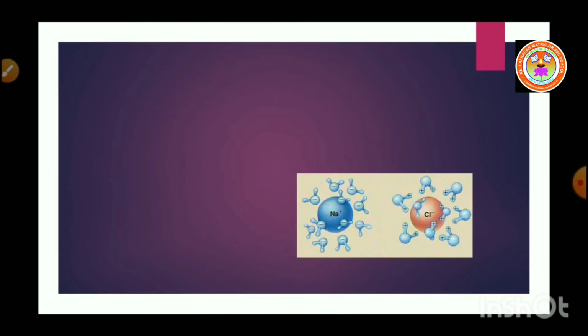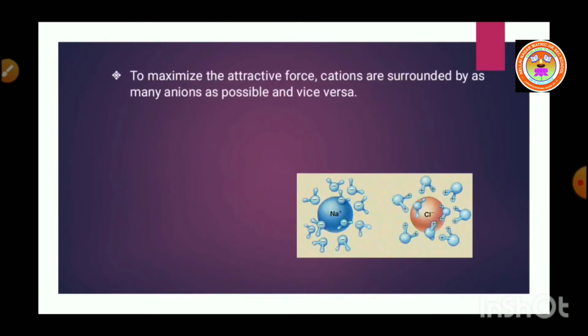See here, to maximize the attractive forces, cations are surrounded by as many anions as possible. See here, Na plus is surrounded by many negative charges, that is anions, isn't it? Vice versa, anions are also surrounded by cations, to maximize the attractive forces.